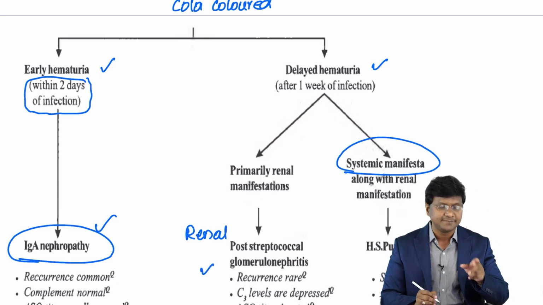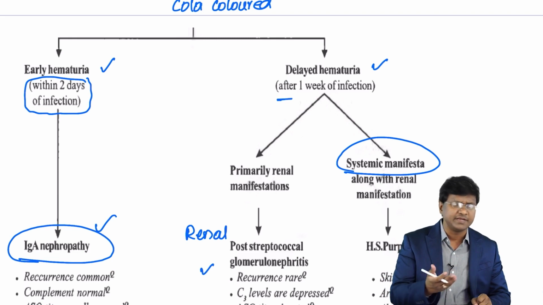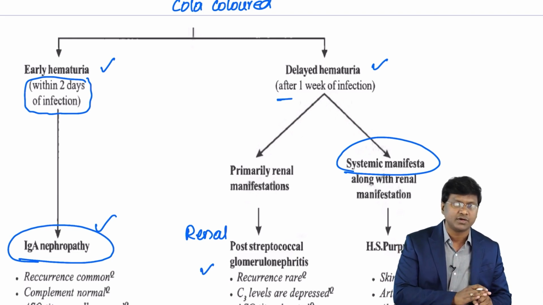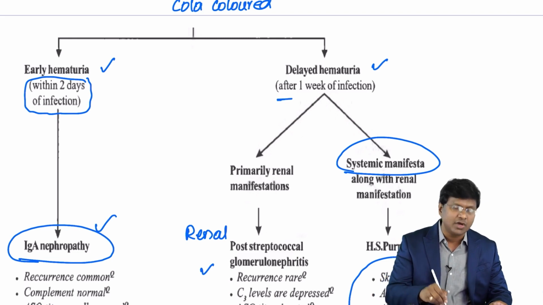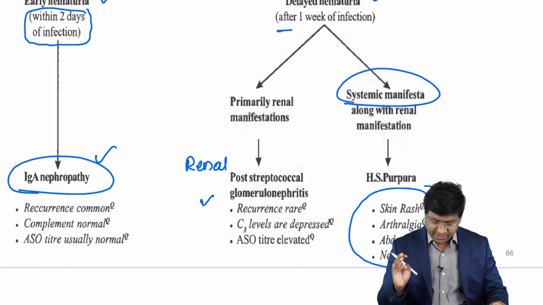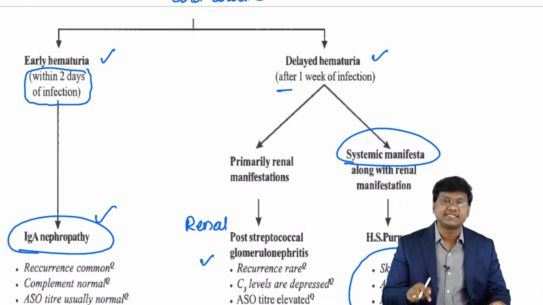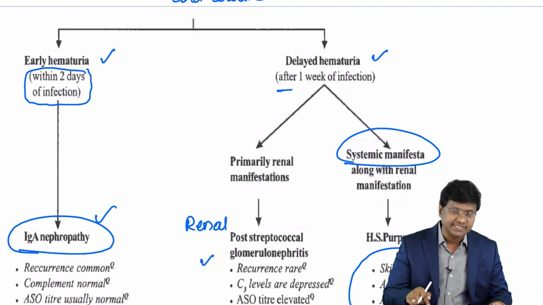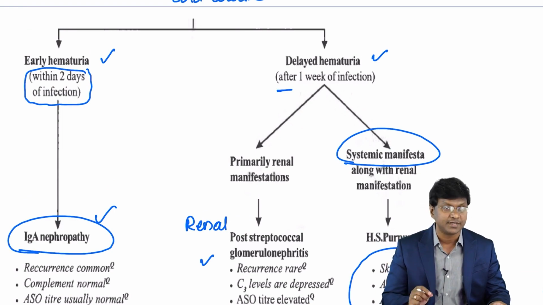Our patient had a history of sore throat almost 2 weeks back, that is after 1 week of infection. It can be any time, 2 weeks, 1.5 weeks, or anything. If the individual also has systemic symptoms along with hematuria, what would those be? That includes skin rash, arthralgia, abdominal pain, nephritis. In this scenario you need to consider Henoch-Schönlein purpura.